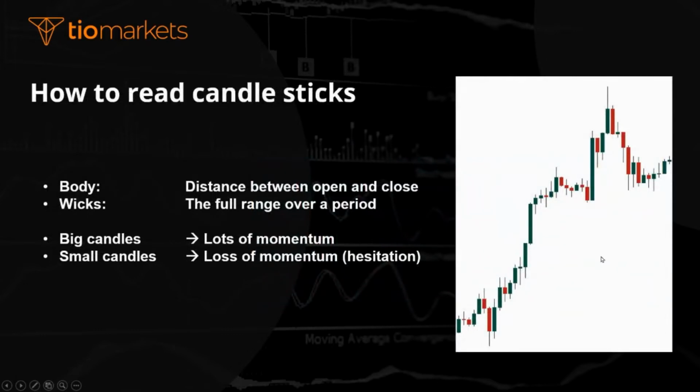Okay, so how do you read these? First of all, we have the body. In every candlestick, we have a body. And basically, it gives you the distance between the open and close. Here, for instance, we have a green candle where the open is down here. Our close is up there. So the body gives you the distance between the open and the close. And as you can see, this was a momentum candle.